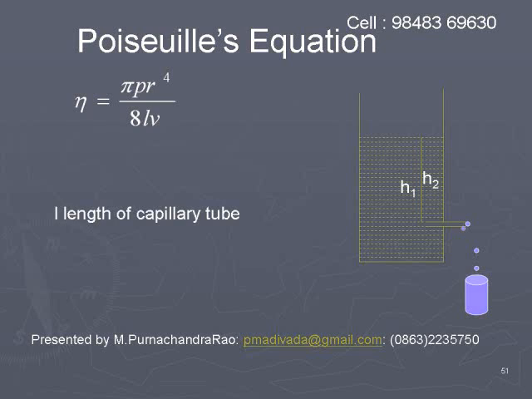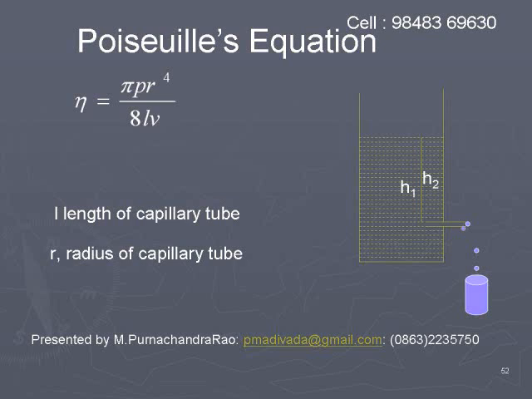To understand these parameters, see the figure. In the figure, you notice a cylindrical vessel which has a small opening at the bottom, and a capillary tube is fitted in this opening, and some liquid is taken into this cylindrical vessel.